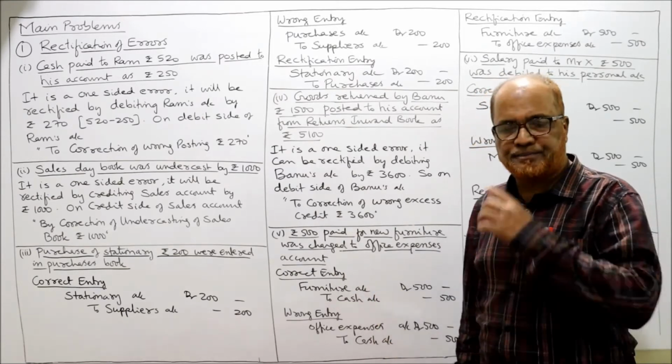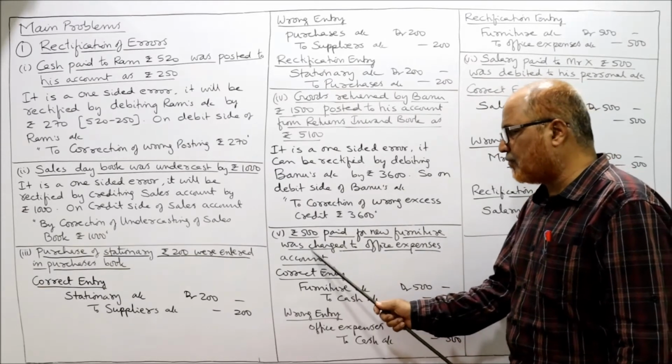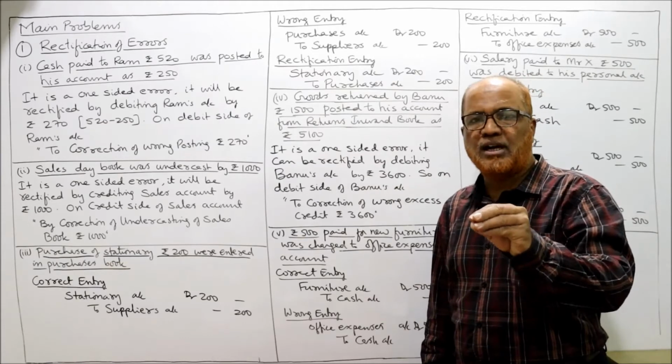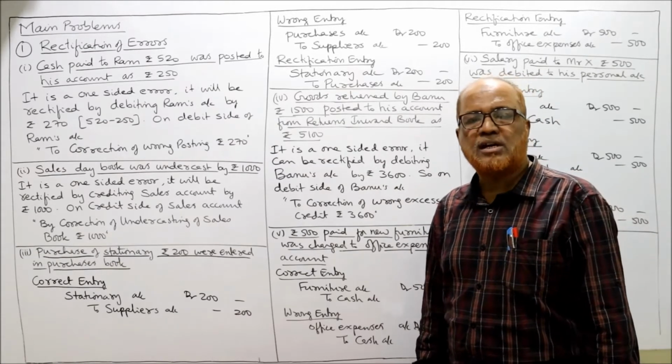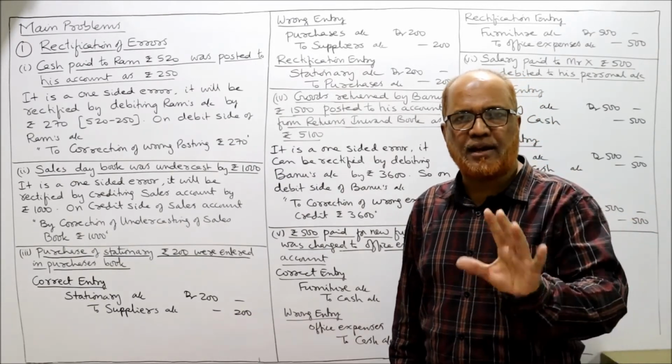Now fifth point. See carefully. Rupees 500 paid for new furniture was debited to office expenses account. Rupees 500 paid for purchasing the furniture. What is the correct entry? Furniture account debit to cash. This is the correct entry.